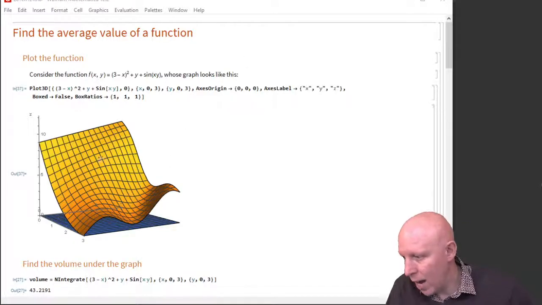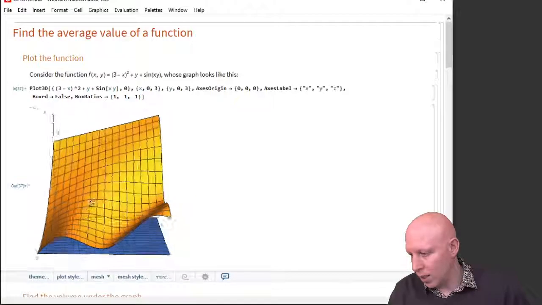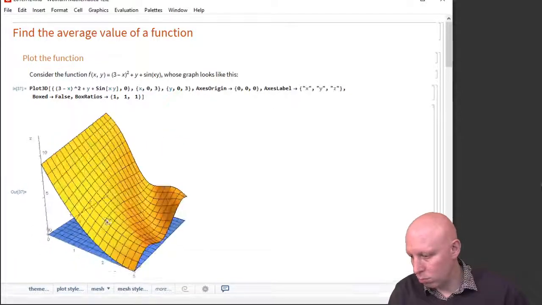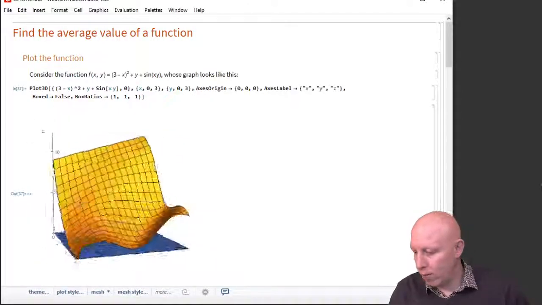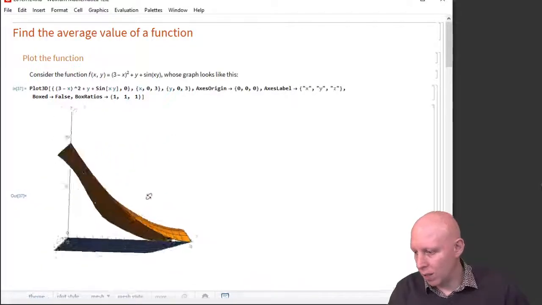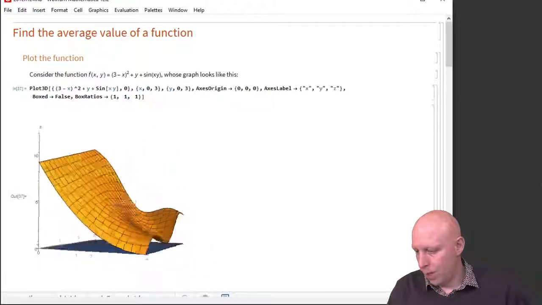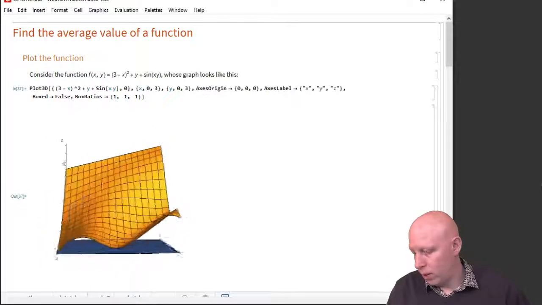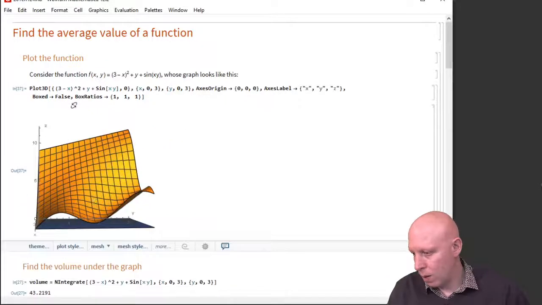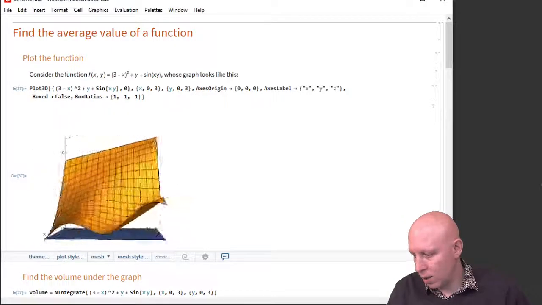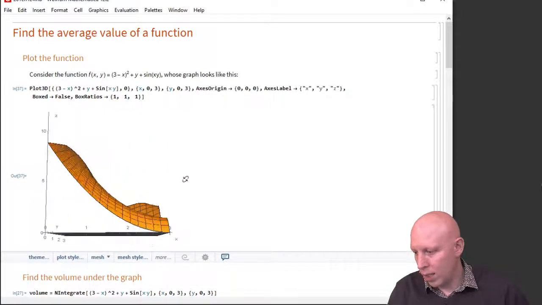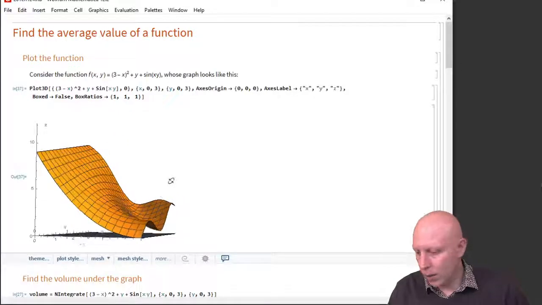I've set up a function here. This is the function (3 minus x) squared plus y plus sine of xy. You can see that this function is super wavy, not looking very pleasant. I don't think I'd want to integrate it either, but we could. So let's look at this and let's see what is the average value of this function.